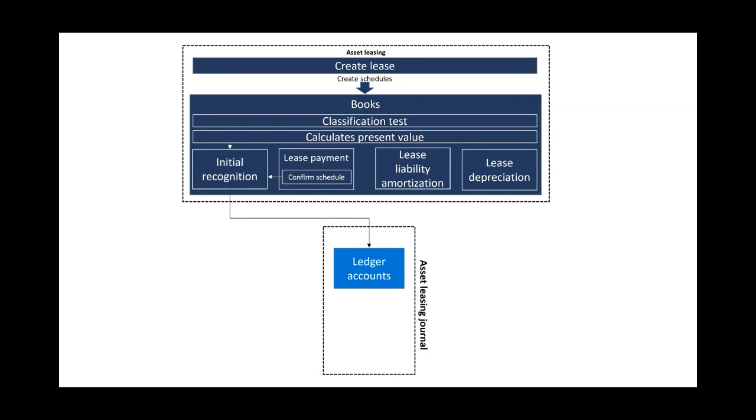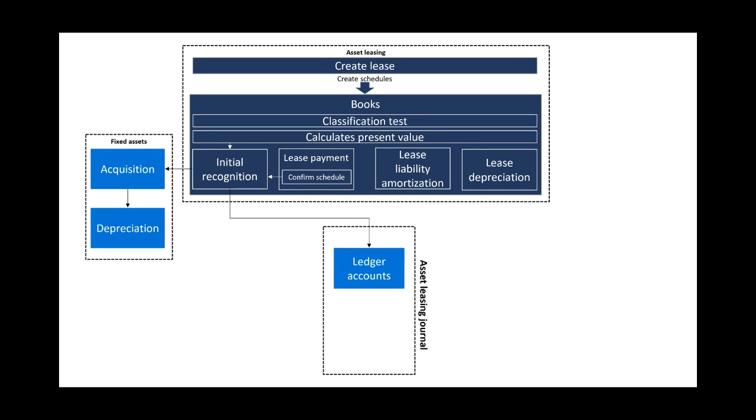After I review all the information and I see this is what I expect, I can confirm the payment schedule, and this confirmation will generate the initial recognition transaction. Then I can post this initial recognition transaction to the GL using the asset leasing journal.